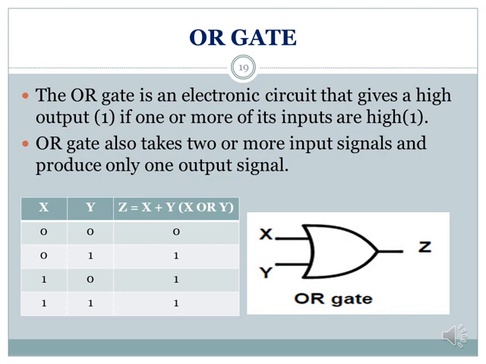So here X and Y represent the inputs for the OR gate, and Z represents the output of your expression, which gives the addition of X and Y, that is the logical addition of X and Y.